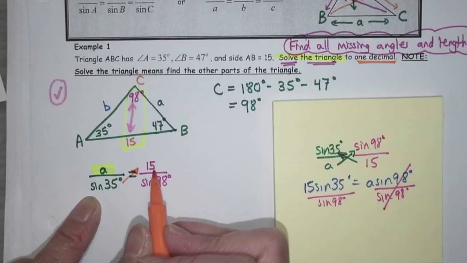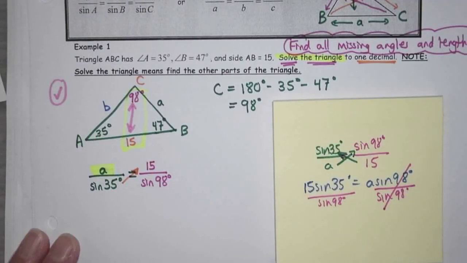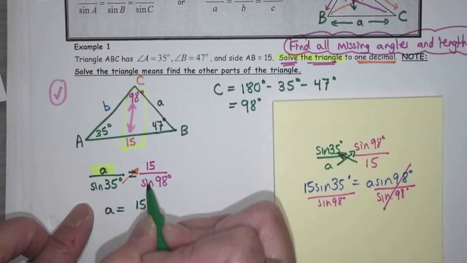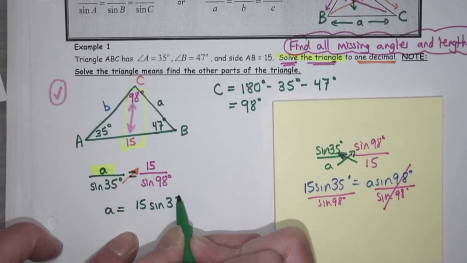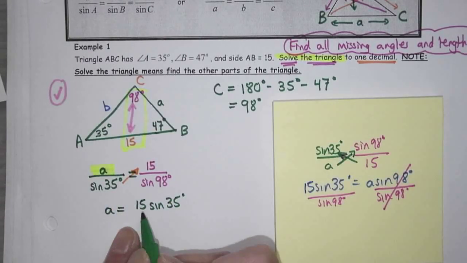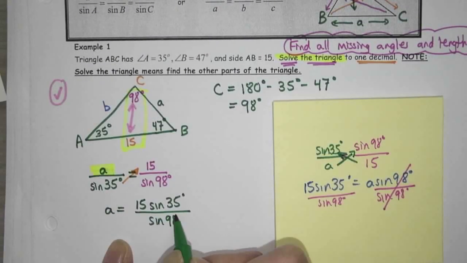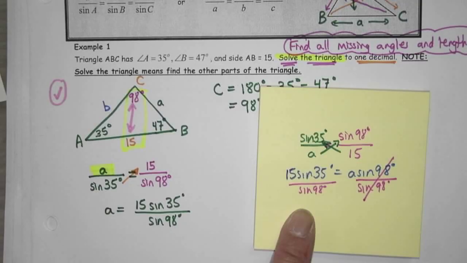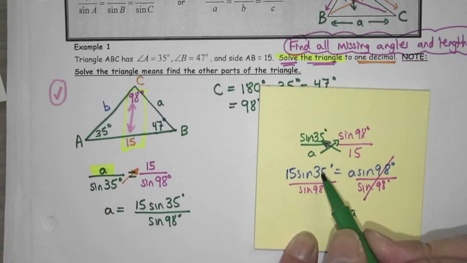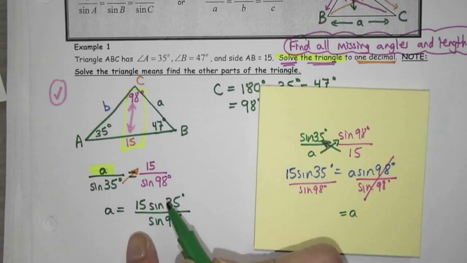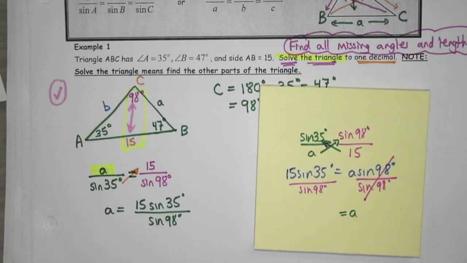Right, division becomes multiplication, and then I can do it a little bit faster and just go A equals 15, bring that up, sine 35. I put the sine after, the regular number, the coefficient here, and then leave the sine 98 here. You can see it's exactly the same thing, right? So that's 15 sine 35 over sine 98, same, but in one step versus two. It's not a big deal. It doesn't matter to me which one you use.